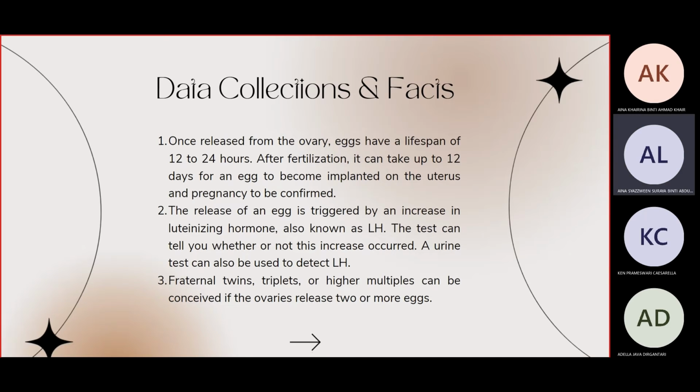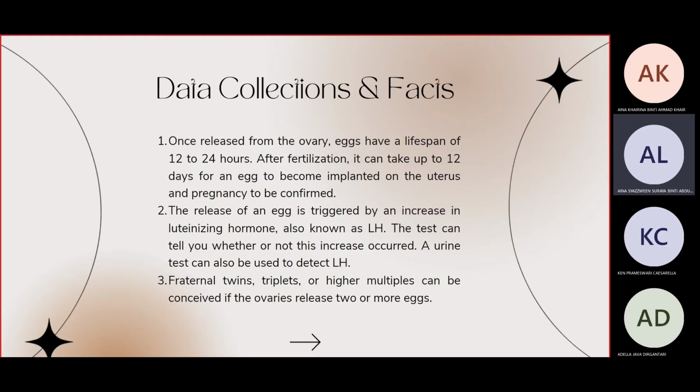Okay, now we will discuss the data collection and facts that we got from the Google search engine. Once released from the ovary, eggs have a lifespan of 12 to 24 hours. After fertilization, it can take up to 12 days for an egg to become implanted in the uterus and pregnancy to be confirmed. The release of an egg is triggered by an increase in luteinizing hormone, also known as LH. The test can tell you whether or not this increase occurred. A urine test can also be used to detect LH.